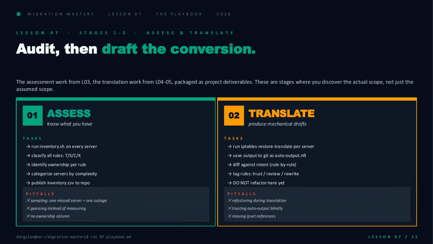Stages 1 and 2 are where you replace assumptions with measurements. Assess means inventory on every server, not a sample, every server, classified, owned, and published as inventory.csv. Translate runs iptables-restore-translate, commits the raw output to Git, and tags each rule: trust, review, or rewrite. The discipline here is restraint. Do not refactor yet. You are producing a faithful mechanical draft, nothing more.